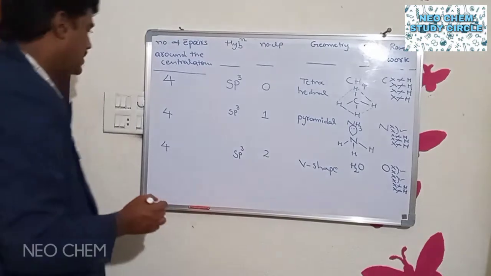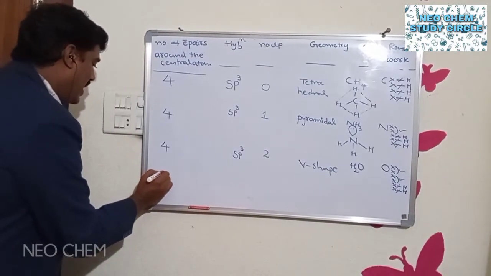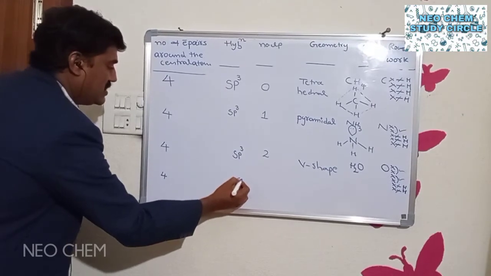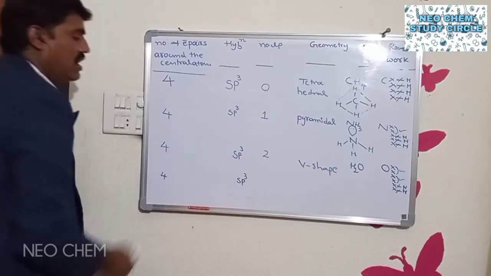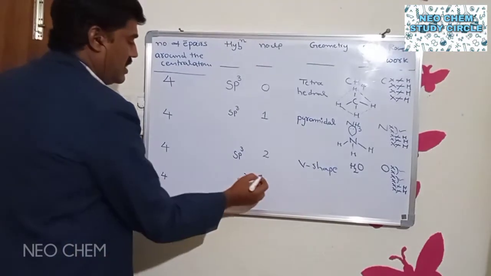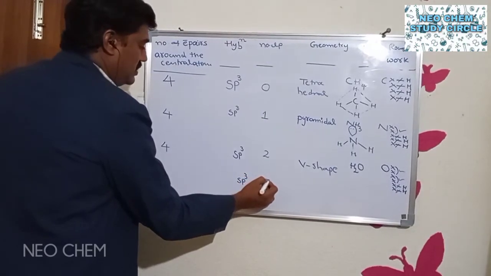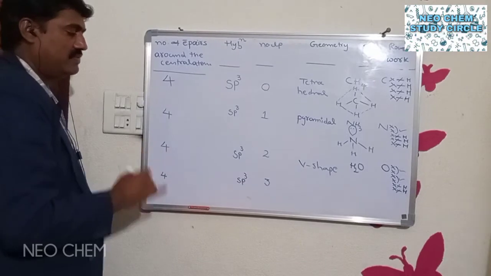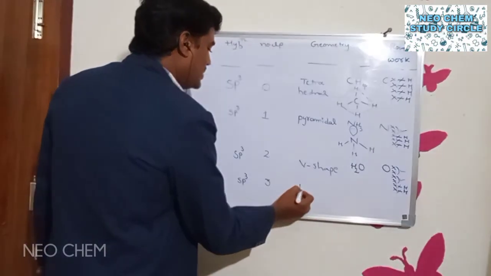Okay. Next, the number of electron pairs is 4. So hybridization is sp3. After sp3 hybridization, if 3 lone pairs are remaining over the central atom, then the geometry is linear.